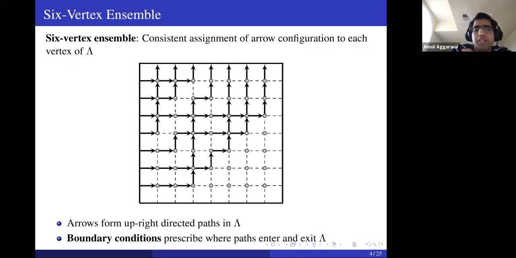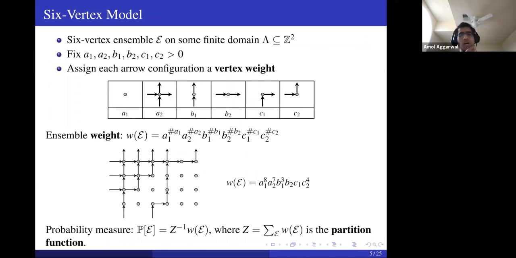So boundary conditions will play some role in this talk, and they're simply going to be telling you where paths enter and exit lambda. So here we have the so-called domain wall boundary condition, where the paths enter through the left boundary and exit through the top boundary. So these are 6 vertex ensembles. So a 6 vertex model is simply a probability measure on all possible 6 vertex ensembles of a domain.